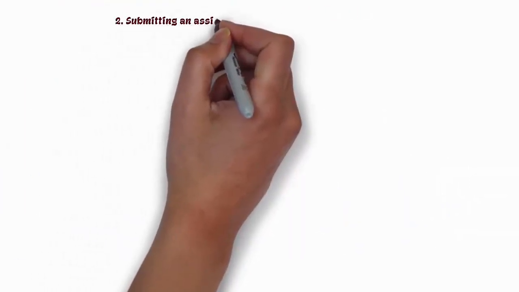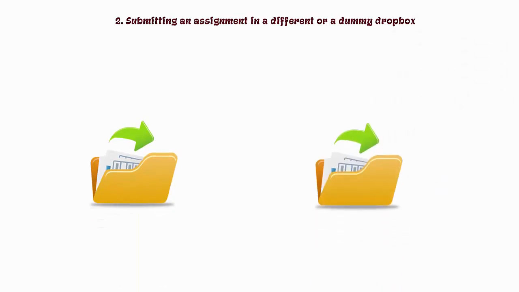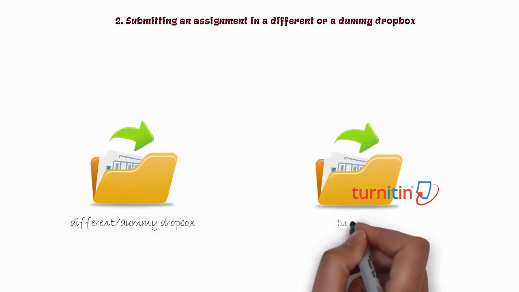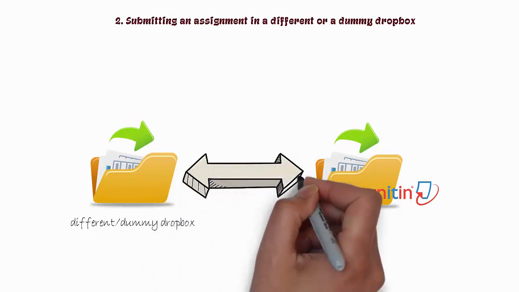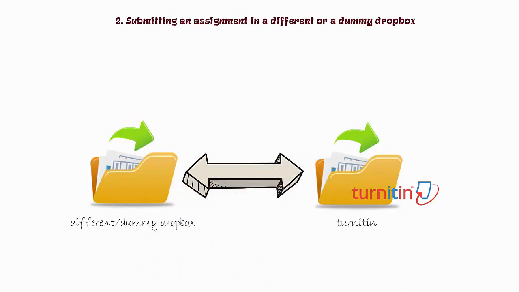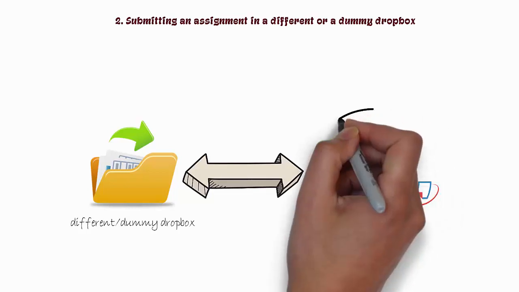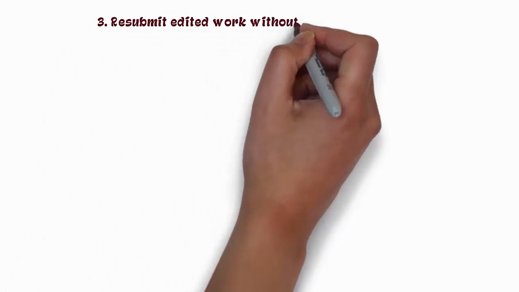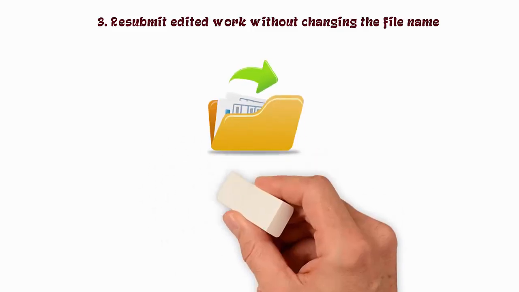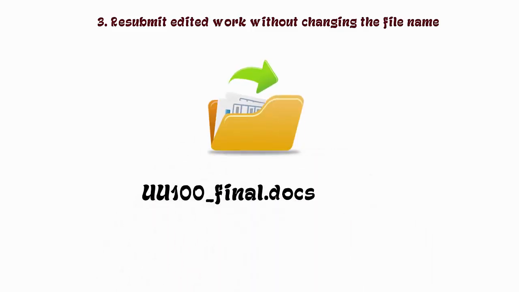Number 2, the high score could also be a result of students submitting an assignment in a different or a dummy Dropbox to view similarity index score. This would be picked up by Turnitin when they submit the same assignment to the actual Dropbox. Students should be encouraged to submit their work in the real Dropbox well before time, and then make changes within the provision of this Dropbox. Number 3, the score could also increase if students resubmitted edited work without changing the file name. Students should be encouraged to change the file name whenever resubmitting edited work.